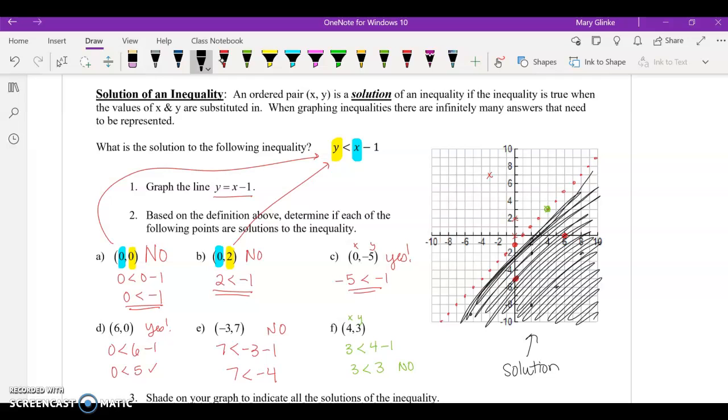On the line here, we tested a point on the line, and because 3 is not less than 3, the points on the line don't work. So what we're going to do to show that is on this line here, we're going to do a dashed line, or dotted line. And the reason it's dotted is because these points don't work. They're not part of the solution.